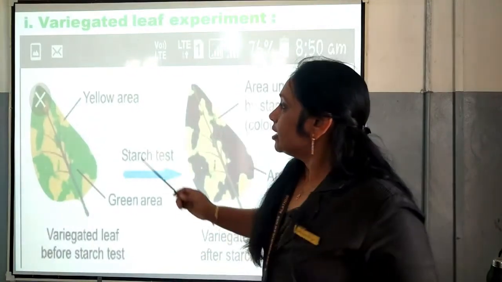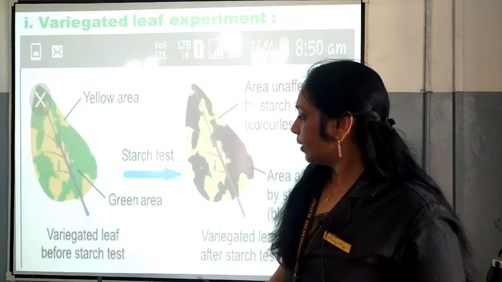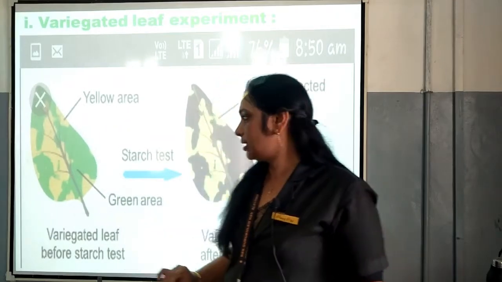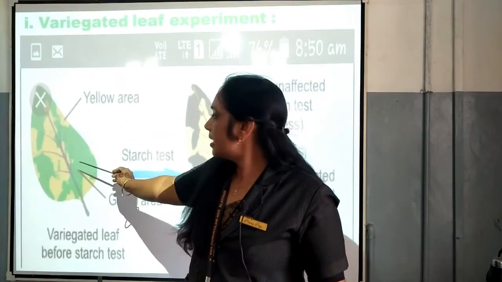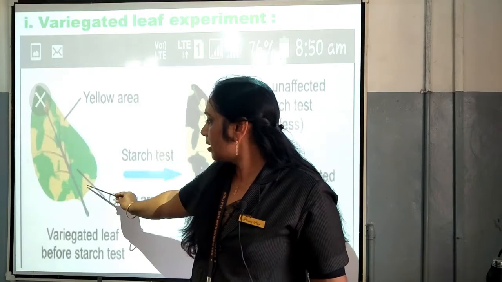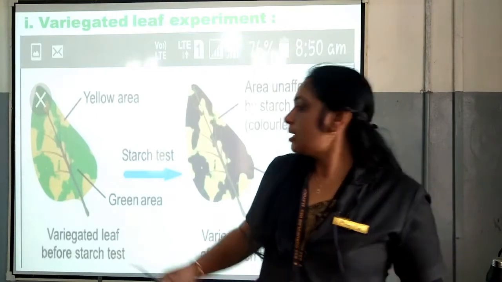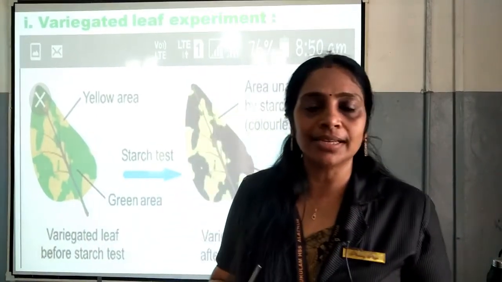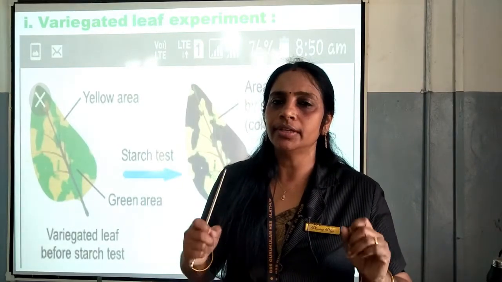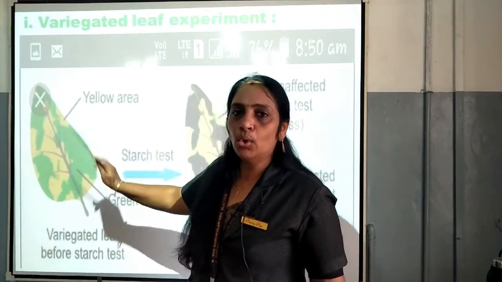In the first case, that is the variegated leaf experiment, you can see the figure of the variegated leaf before it undergoes the starch test. In this leaf, we can see two areas. One area is green in color, the other part is yellow in color. The green area has chlorophyll in it, and the yellow area is colorless. That is, the content of chlorophyll is very minute in those areas, so we can say it is nil in the areas which are yellow.